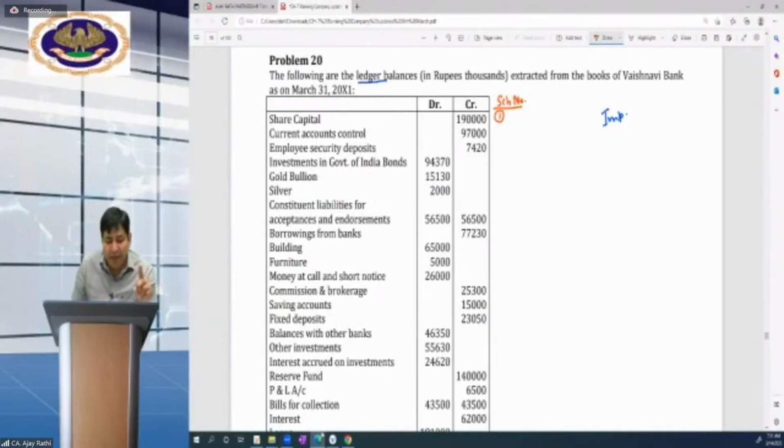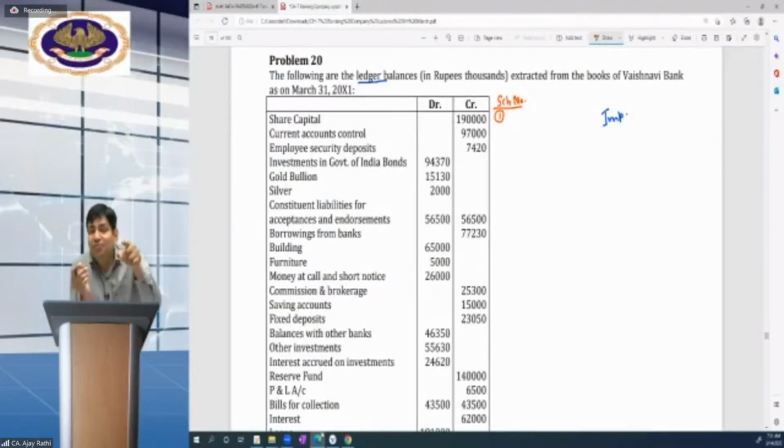Because one time you have to read the complete question. At the time of reading the question, why don't you mention the schedule number there? Use your pencil. Anyways, now current account controls, beta. Tell me, everyone, where you will put current account control. Beta, remember one more thing.